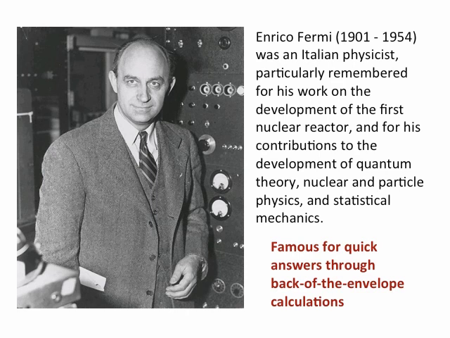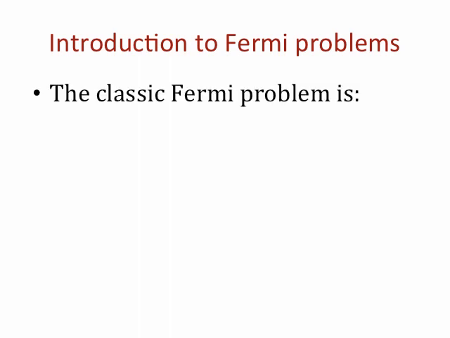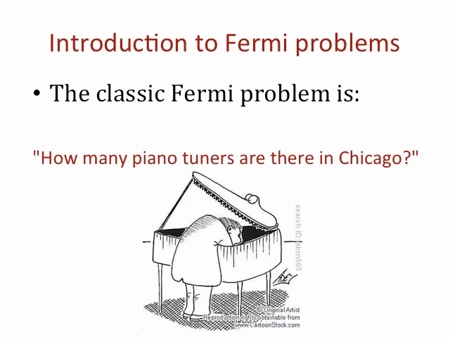So we can go through an introduction to what a Fermi problem is, or what an order of magnitude estimation problem is. One classic Fermi problem, and you can find it on the web if you search, is to estimate how many piano tuners there are in Chicago. Of course, a lot of the work that he did was done in Chicago.